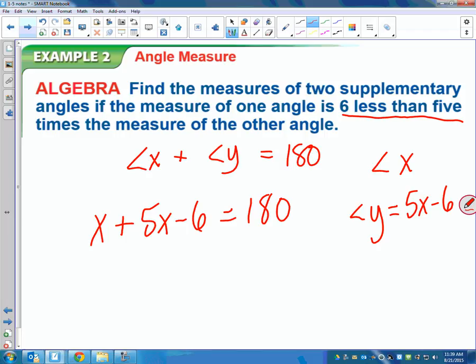Can you do this with complementary too? Yeah, it would just be 90, right? And so now we're just going to solve that. So I'm going to go ahead and add 6 over at the same time if you're okay with that. Divide by 6, and we get what? 31? Sure. Let's go with that.